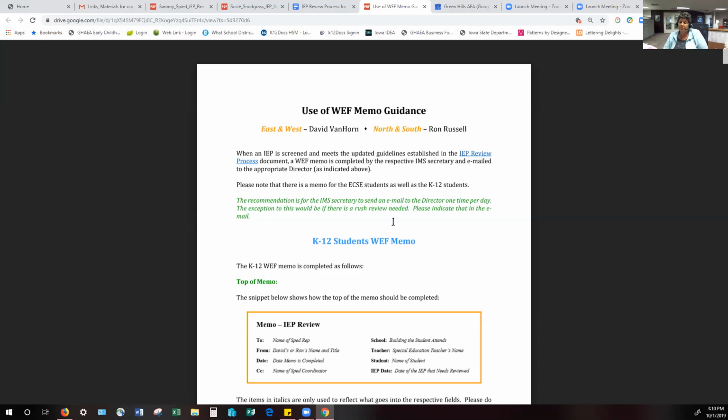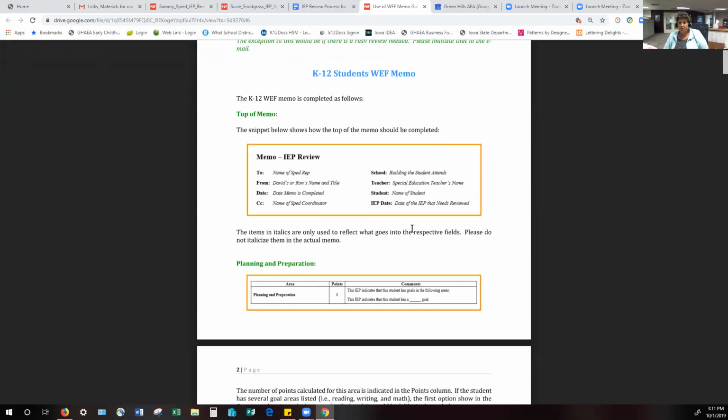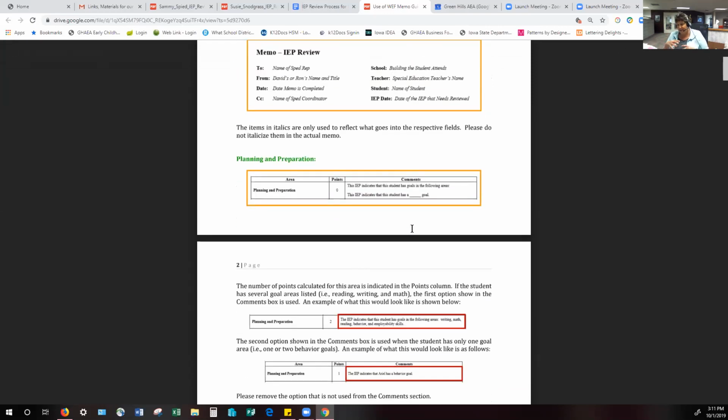All right. What I did is take the orange snippets, the very first one, the top of the memo, in italics, which just says what should be included at the top of the memo. Basically, those are the individuals that we're going to send the memo to once it's completed, but we'll fill that in so that Ron and David have all that information. We don't need to put that information in italics on the actual memo. I just did that to give it proper attention.